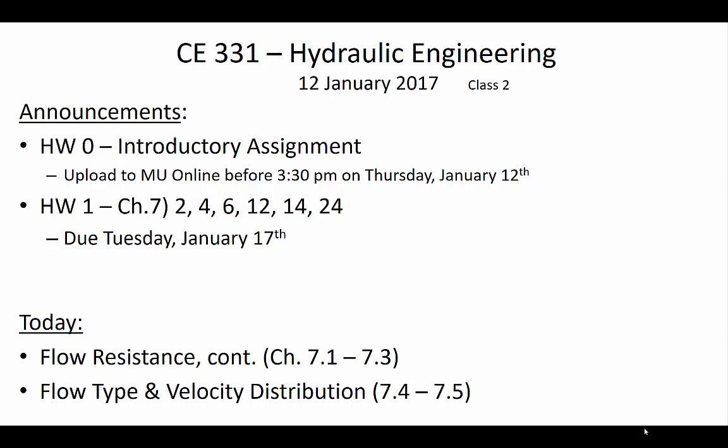Today we're going to be talking about flow resistance, which corresponds to section 7.1 and 7.3 in the textbook, and then some information about flow type and velocity distribution.